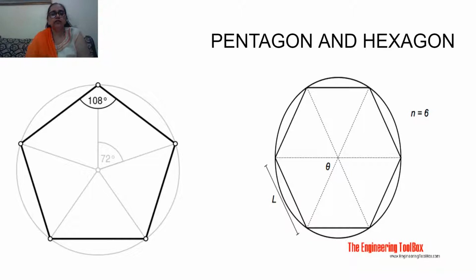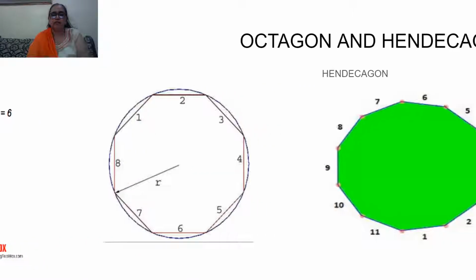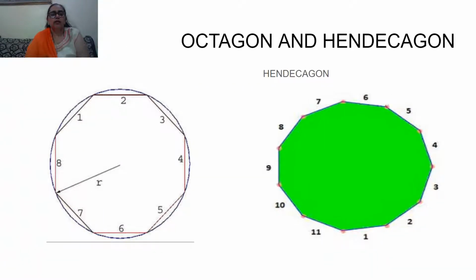Let's see more of the polygons. A polygon with 5 sides is called a pentagon and a polygon with 6 sides is called a hexagon. The polygon with 8 sides is called an octagon and a polygon with 11 sides is called a hendecagon.